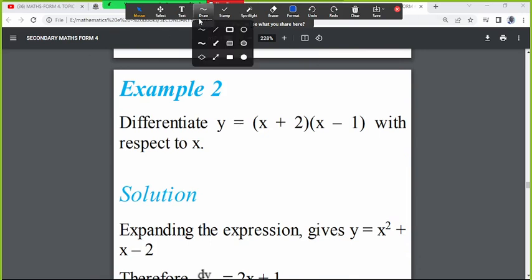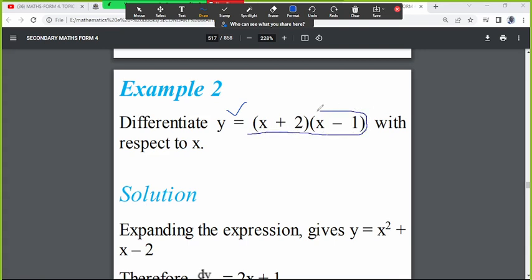For example, this one. This is the function y equals (x plus 2)(x minus 1). This expression cannot be differentiated the way it is. So we need to expand before we differentiate. You cannot differentiate an expression unless it is in expanded form.